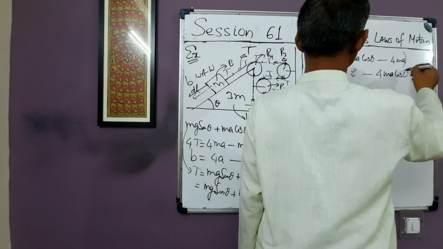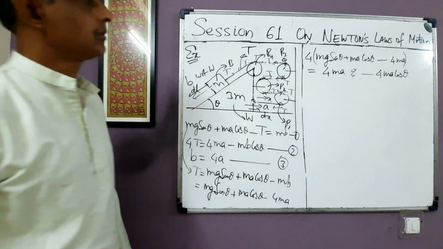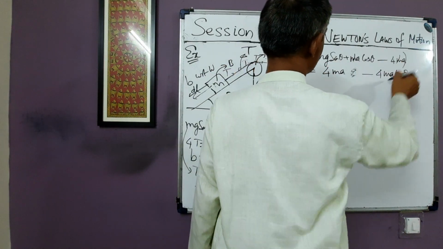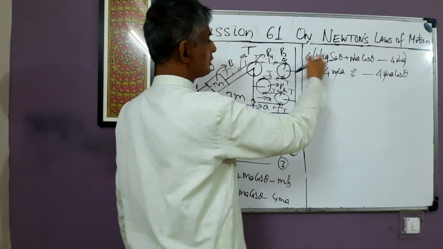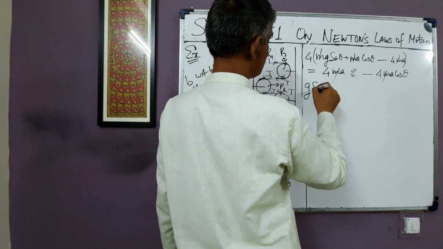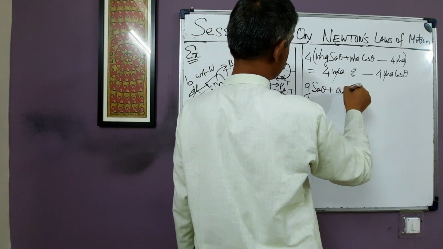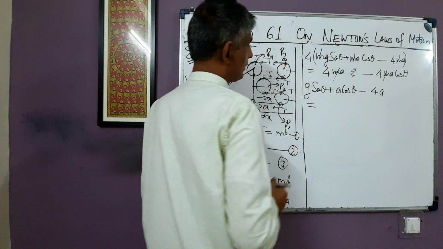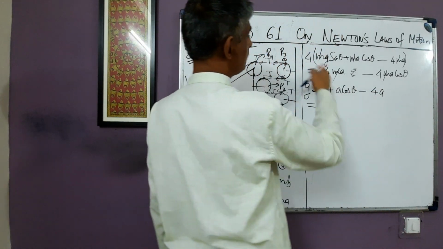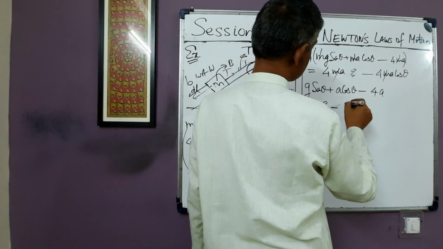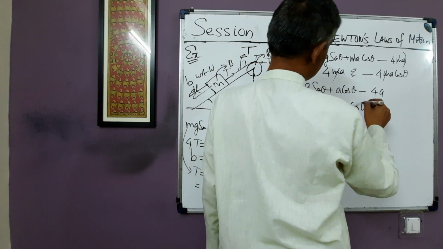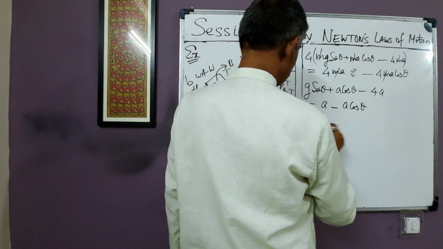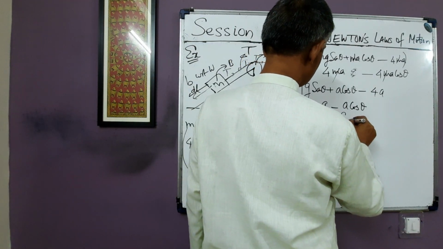4ma cos theta. Alright, fine. Now you see, in this m is common term, m goes away. This 4 is also a common term. So what does it become? g sin theta plus a cos theta minus 4a is equal to, 4 goes away here, a minus a cos theta. Alright. So now simplify this for a, then a becomes how much?